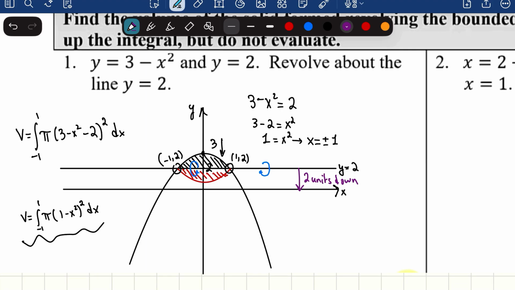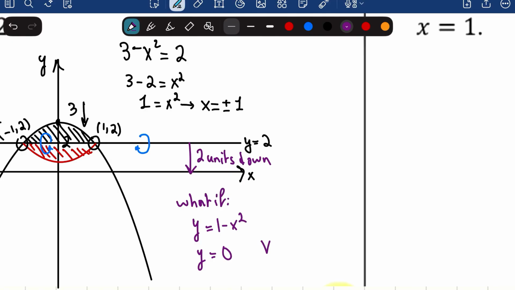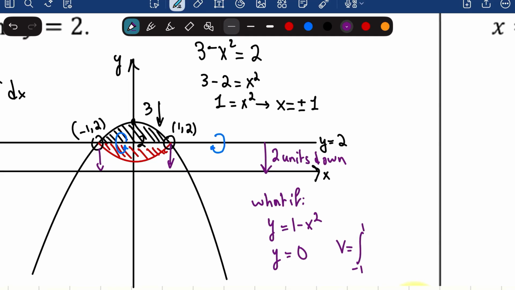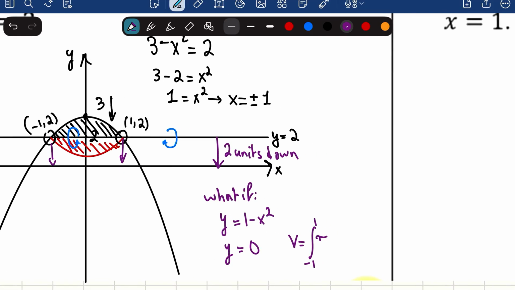So if I have a what-if situation, y is equal to 1 minus x squared and y is equal to 0, which is the x-axis in this case, and I'm doing the same exact volume, that means the volume is going to be from negative 1 to 1. Since I'm translating it down, the bounds are going to stay the same. So it's going to be negative 1 to 1 pi.